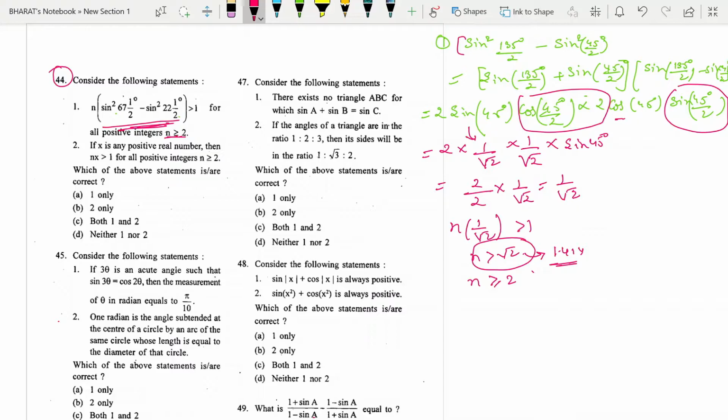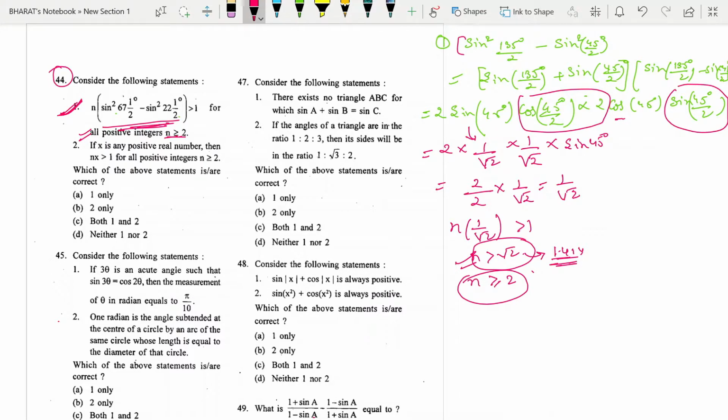Okay, for all positive n greater than or equal to 2 is given to us, and what is our answer coming? n is greater than root 2. So for finding root 2, what we are getting is greater than 1.414, and for all positive integers this will be the true situation. For all n greater than or equal to 2, this is correct always. So the first statement is correct.